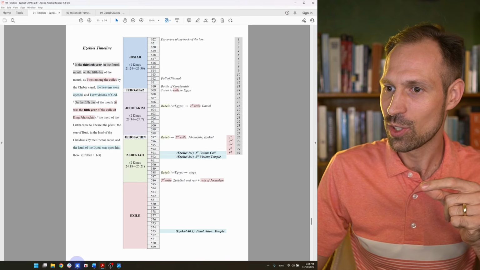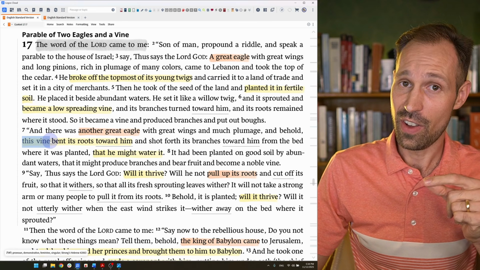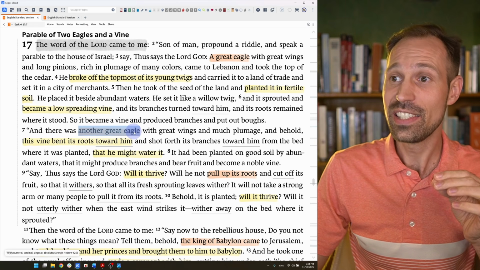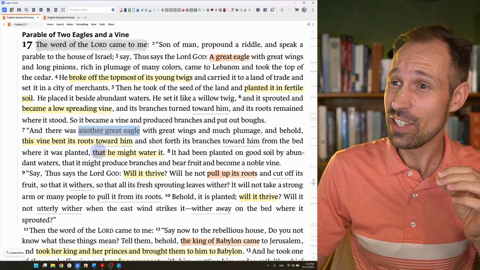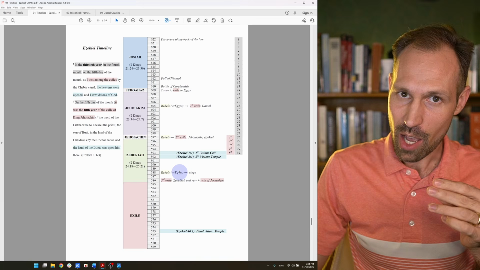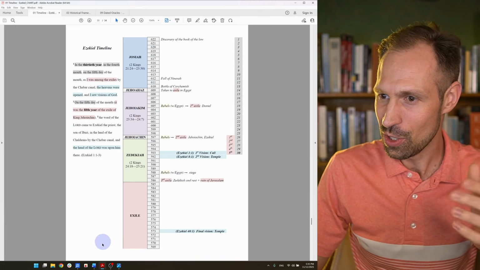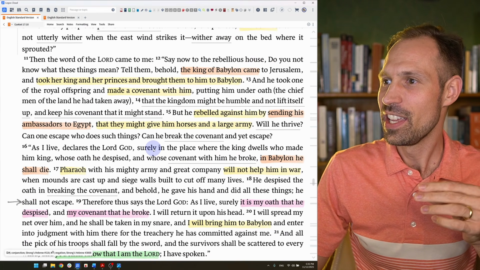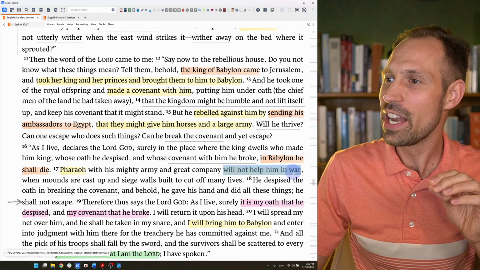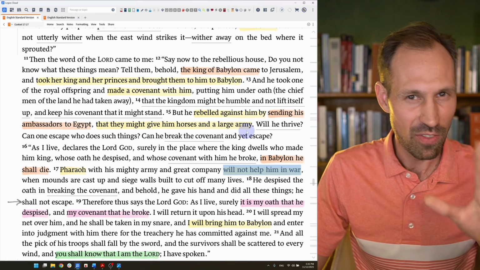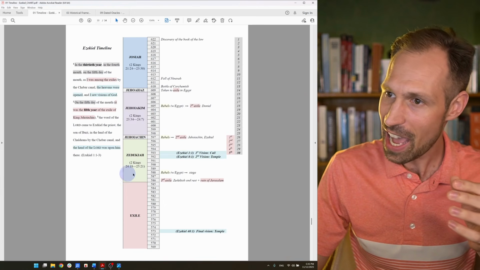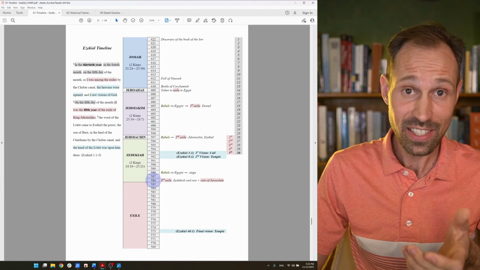But what happens next? Well, there's going to be another vine. This is the next king of Judah, and he is going to bend towards a second eagle, hoping this second eagle will water him. Now, who's this second eagle? Well, of course, it is Egypt. But what will that first eagle do? Well, Ezekiel tells us here in verse 17 that Pharaoh, eagle number 2, will not help you in war, but rather that vine, Zedekiah, will die in Babylon, which of course is exactly what happens to Zedekiah in 586.